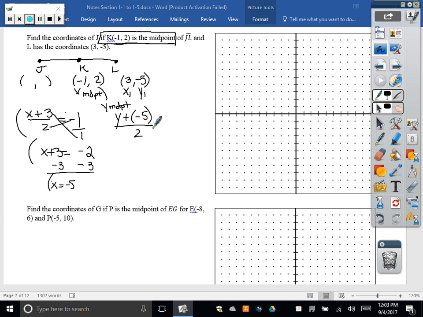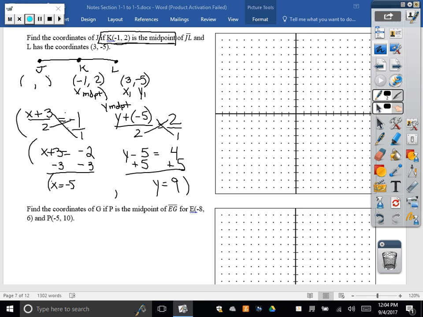All that's over 2, and whatever we get here will equal the y midpoint, which is just 2. Now again, I can put this over 1 if that helps, and then just cross multiply. So you end up with y minus 5 times 1, which is just still y minus 5, and 2 times 2 is 4. If I add 5 to both sides to get y by itself, we end up with y equals 9. So this right here is your ordered pair: x equals negative 5, y equals 9.